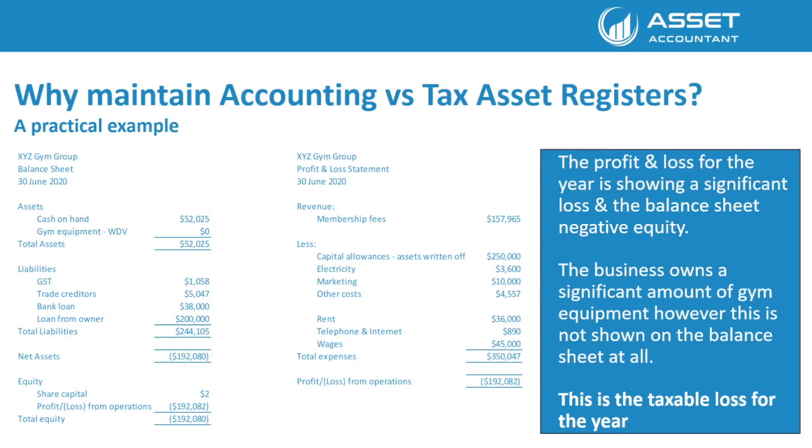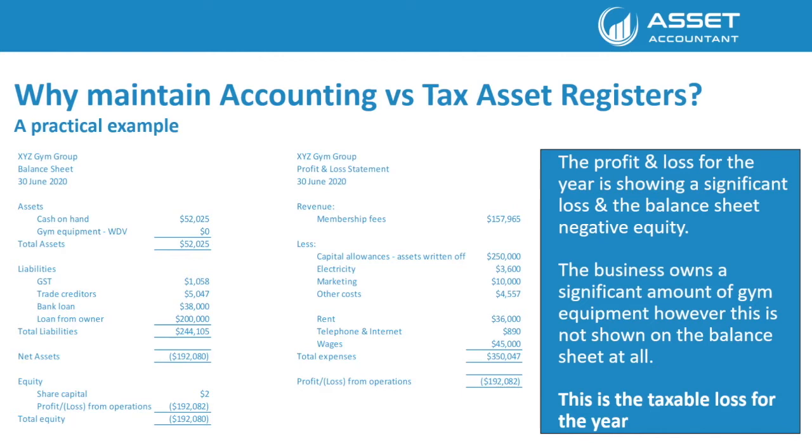So focusing on the P&L first, you'll notice that we've got our membership fees, we've got our capital allowances written off and then some operating expenses. We've got a profit or loss from operations of $192,000. This is also the taxable loss carried forward for the year.